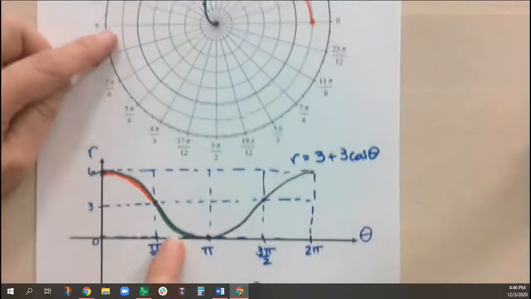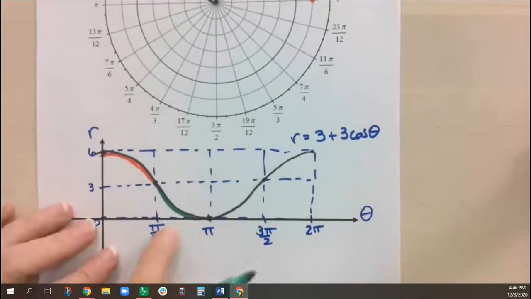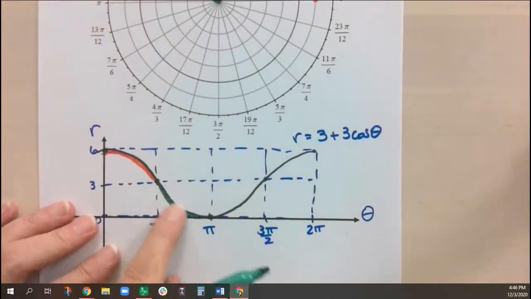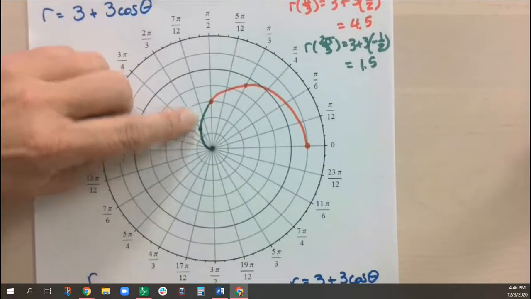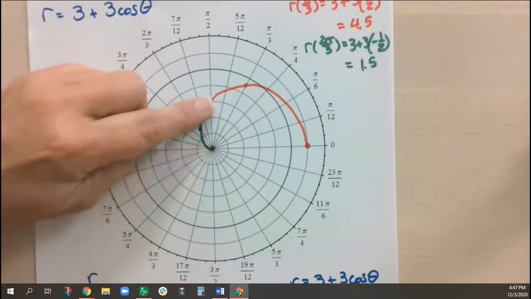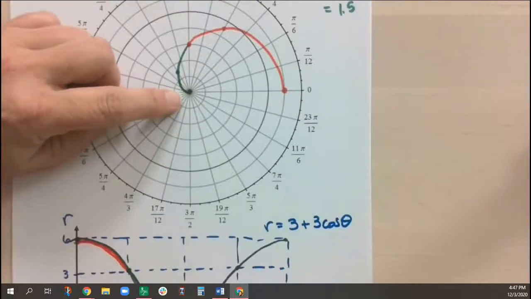And again, that corresponds to this piece of the graph down here. So notice down here, as this part of the graph is very close to the x-axis, this part of the graph up here is getting closer to the pole. And in fact, when this graph touches the x-axis, the polar graph touches the pole.